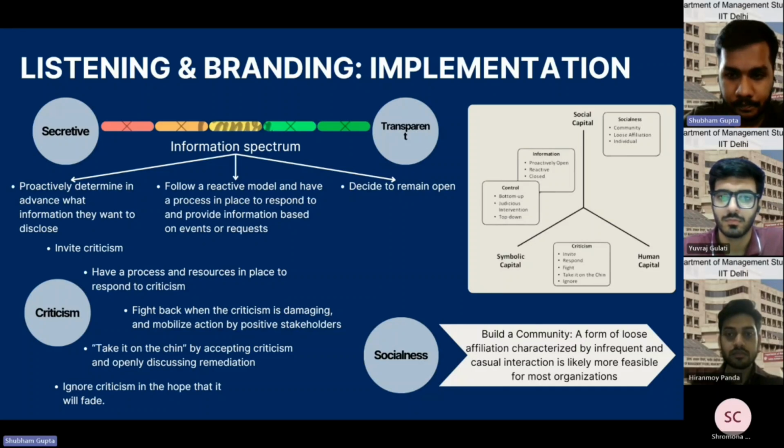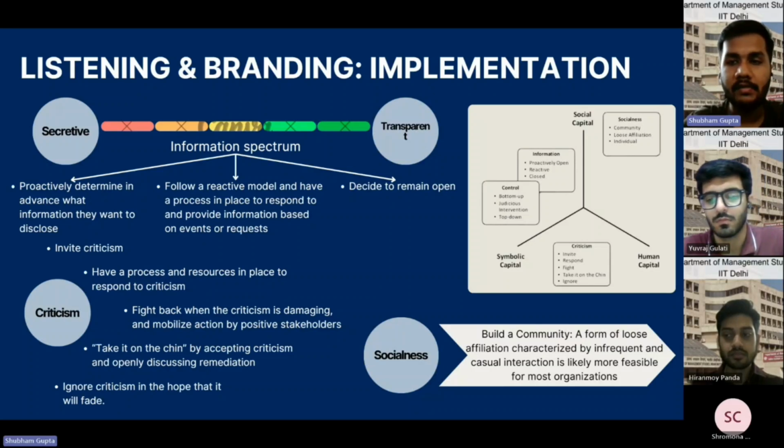So there are three ends of listening in any organization, the three capitals: social capital, symbolic capital, and human capital. To control each of them, there are several actions that can be taken. Either the organization can have more control, or it can be more transparent. It can either invite criticism or ignore criticism. Then there is the level of socialness. It can be either community level, or it can be on an individual level. So by varying the degree of these three types of actions, the organization can implement different levels of listening and branding.